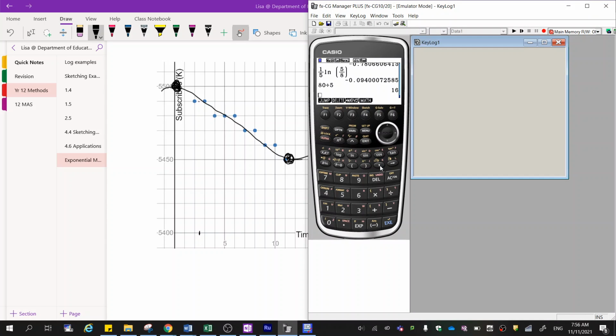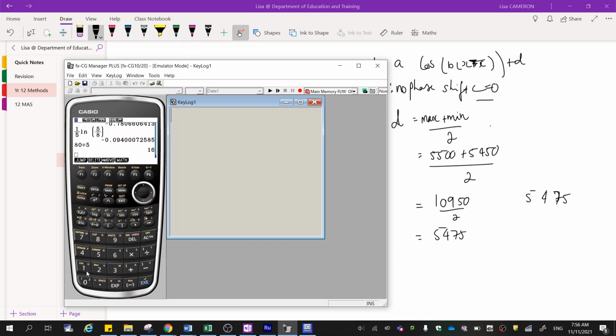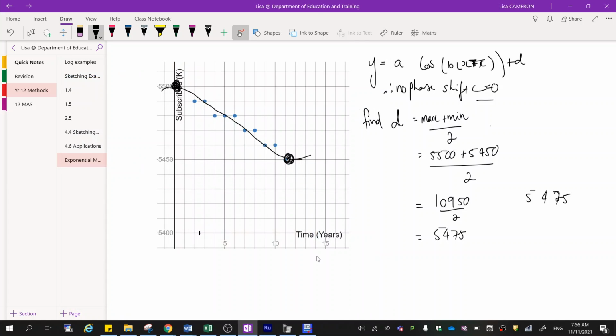Now, it is early and the coffee hasn't sunk in, so we're just going to verify that that is in fact true. 10950 divided by 2. That's right, that's why they pay me the big bucks. Okay, so that's our D value. So therefore, now I can assume this in the model: y equals a cos bx plus 5475.